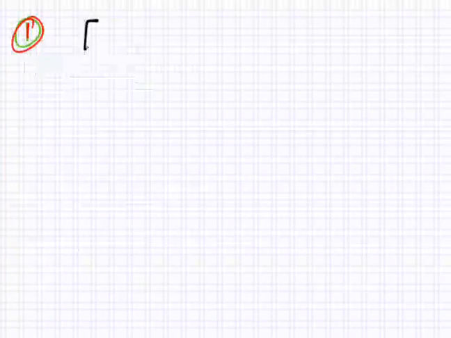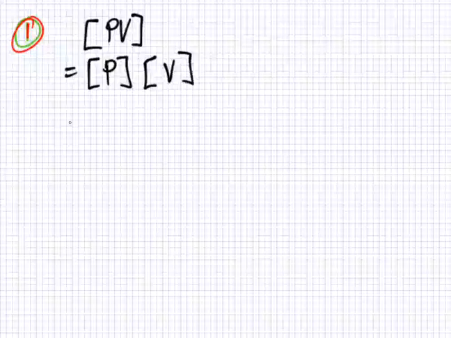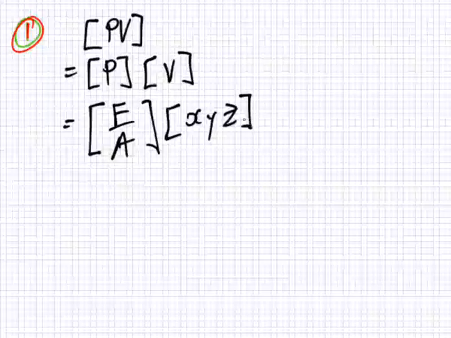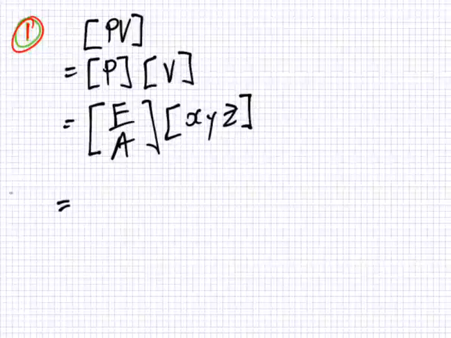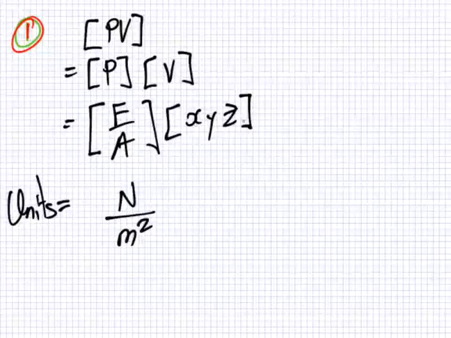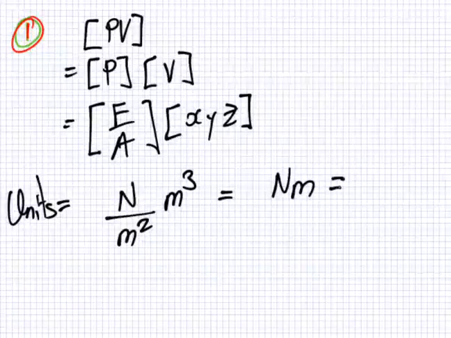Let's see, the dimension of PV is equal to dimension of P multiplied by dimension of V. What's the formula for pressure? Force over area, and for volume it would be XYZ if it's a cube. Okay, so if I look at the units now, what's the unit for force? Newton over meter squared, and here XYZ or volume? Meter cubed. So what does this simplify down to? Newton meter, which is the same as what?